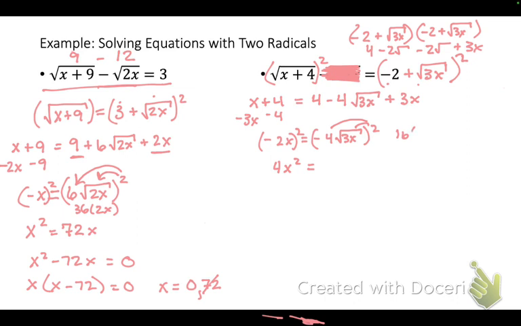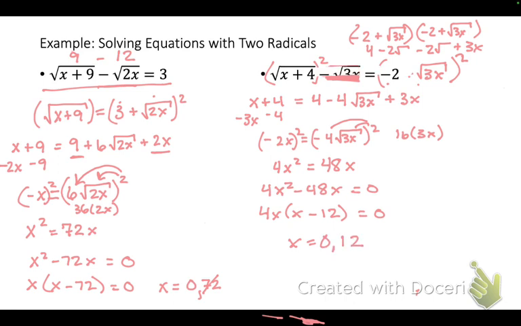Square 16 times 3x, correct? I keep multiplying. Okay, 16 times 3 is 48. And then what? Move it over. You can take an x out. Honestly, you can take 4x out. So subtract it over. And then 4x parentheses x minus 12 equals 0. So x equals 0 and 12.